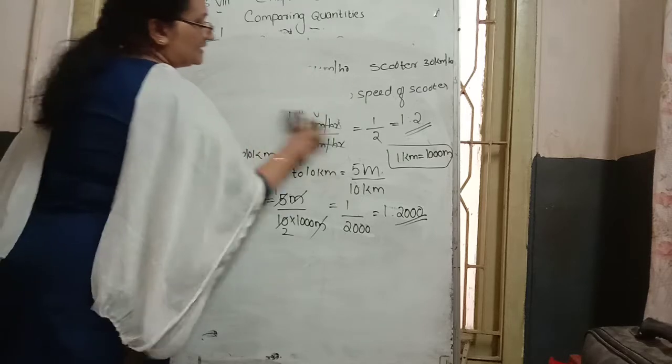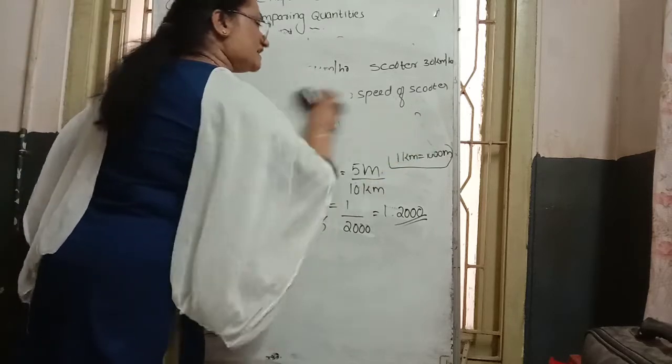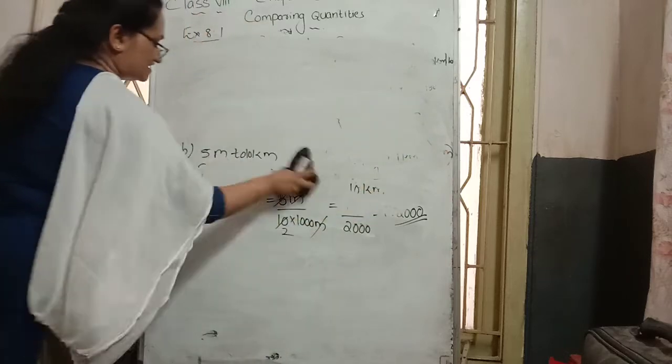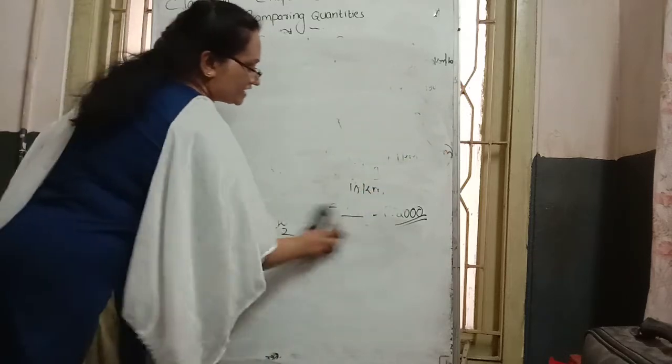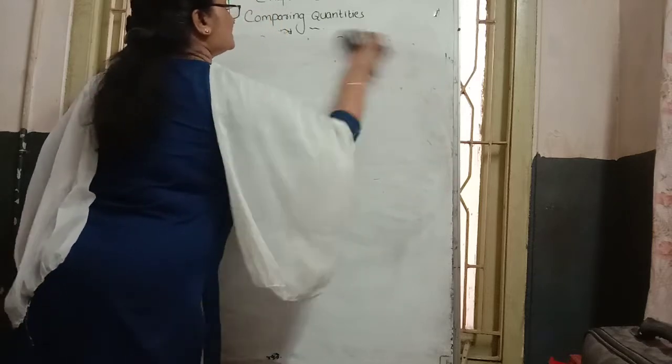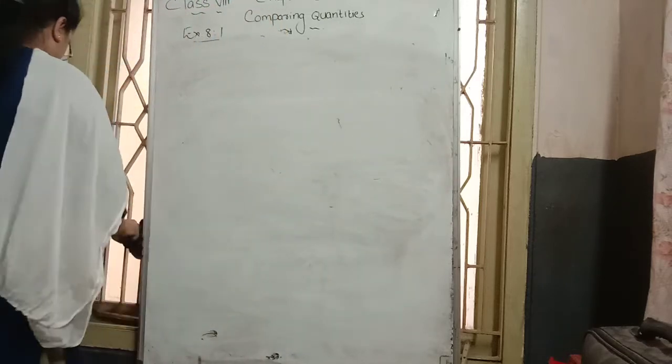Next, the second Roman numeral. In the second Roman exercise, a ratio is given. Convert it into percentage. That is the next question.